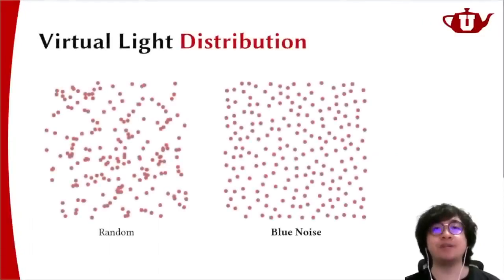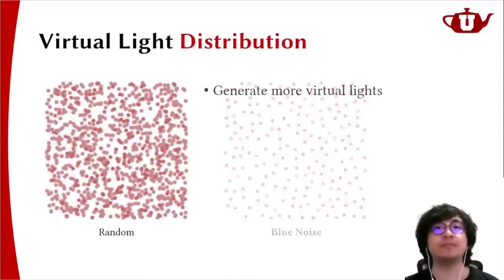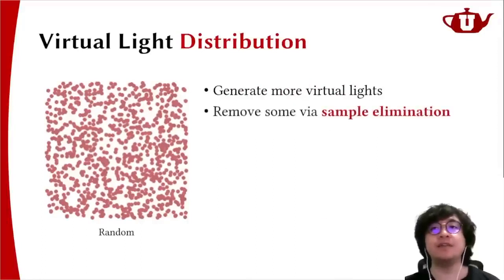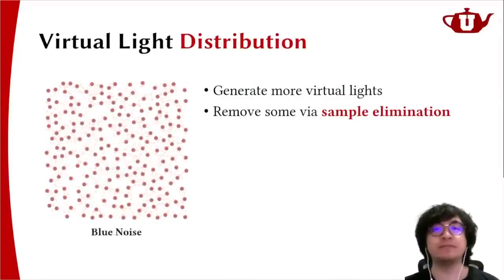Let's see the difference between a random distribution and a blue noise distribution. Our target is to achieve a blue noise distribution with our virtual lights to address problem 3. We achieve this via sample elimination. First, we generate more virtual lights than we need. Then, we apply sample elimination to strategically remove some of them and achieve a blue noise distribution.